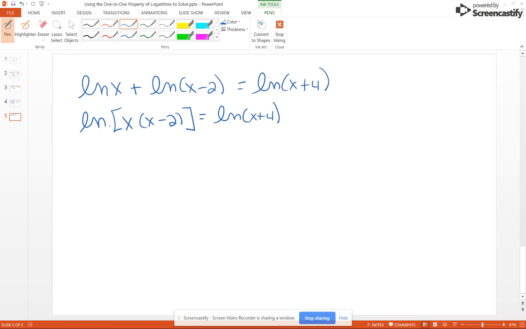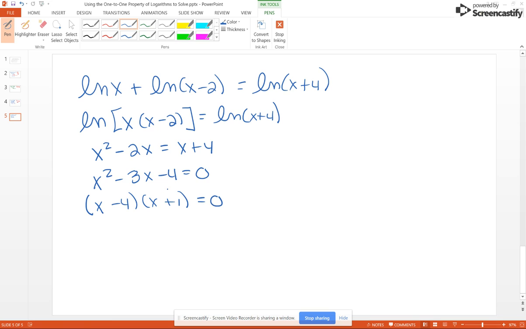Now we can drop our natural logs, and this is going to be x squared minus 2x equals x plus 4. Since it's quadratic, it needs to be set equal to 0, so we're going to subtract. So x squared minus 3x minus 4 equals 0. That factors as x minus 4 times x plus 1. Of course, if it's not factorable, you would use the quadratic formula. And so we get x minus 4 equals 0, x plus 1 equals 0, and it gives us x equals 4 and x equals negative 1.